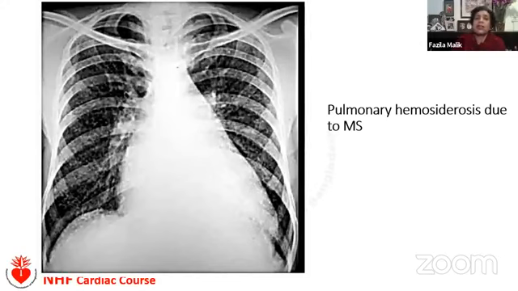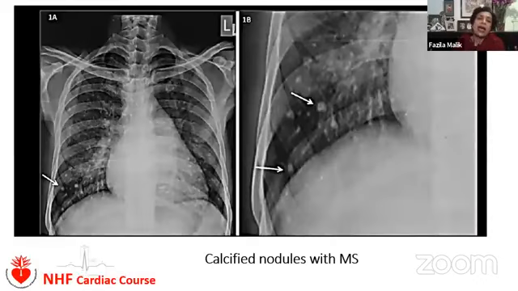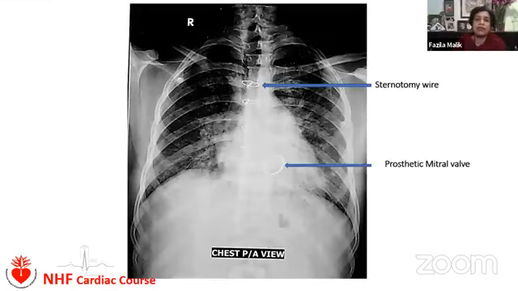And we need to remember that up till pulmonary edema, the signs are usually reversible because if you treat the patient, the signs will disappear. But once hemosiderosis develops, this is sort of a permanent thing that happens. And with time, you can even end up with calcified nodules in case of mitral stenosis. Here also, you can appreciate the cardiac findings of mitral stenosis along with calcium in the lung fields.